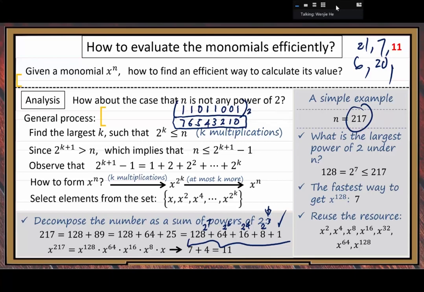The parentheses are around this sequence of bits, and the number system is binary, not 2. So here you can see this decomposition is directly related to the binary representation of the given integer n.